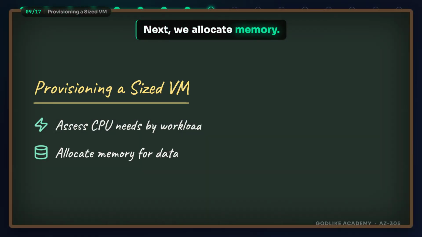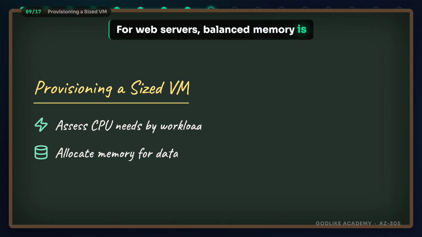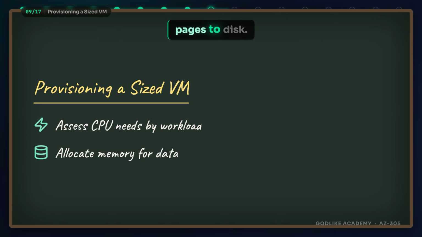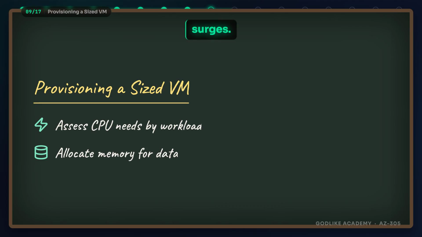Next, we allocate memory. For databases, you prioritize RAM to keep indexes in memory and avoid swapping. For web servers, balanced memory is usually sufficient. You should configure the memory parameter explicitly when using Cloud Shell scripts to reserve dedicated resources for critical processes. Failing to allocate adequate memory will force the kernel to swap active pages to disk, causing severe latency spikes and potentially crashing your application during sudden traffic surges.